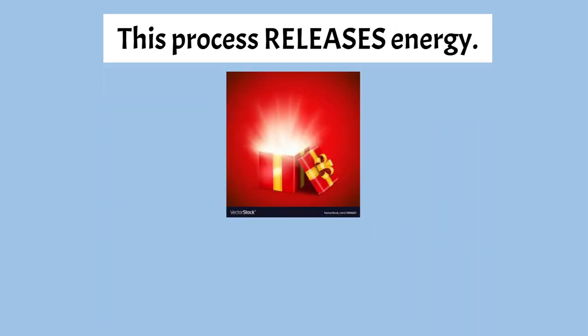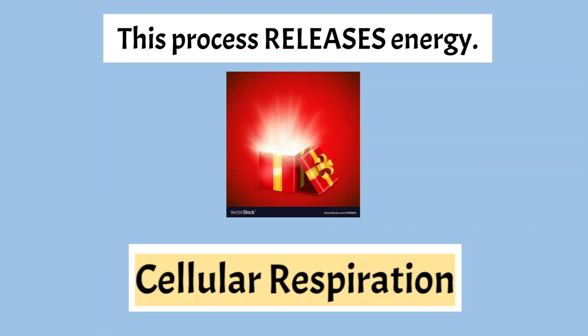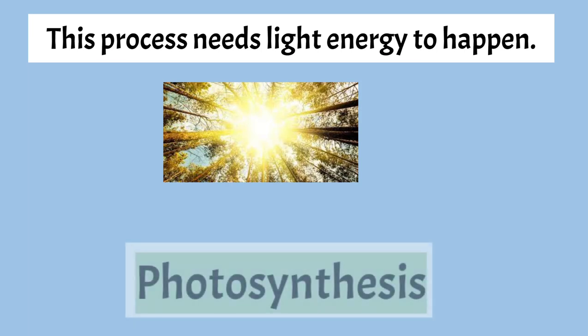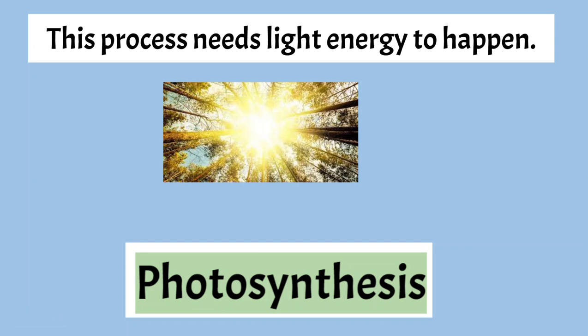All right, this process releases energy. Which one is going to release energy? That's cellular respiration. And then we know that this process needs light energy to happen. Remember, photosynthesis, photo is for light, synthesis is to make things. So we can only have photosynthesis happen when there is light during the day or during a time that you have an artificial light source. So that'll be photosynthesis. We've got that word light, and photo means light.